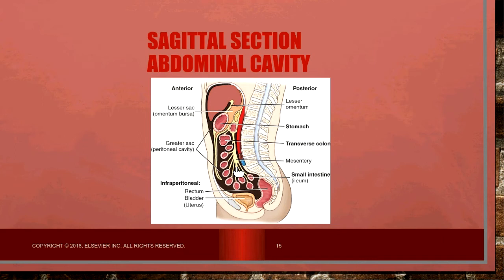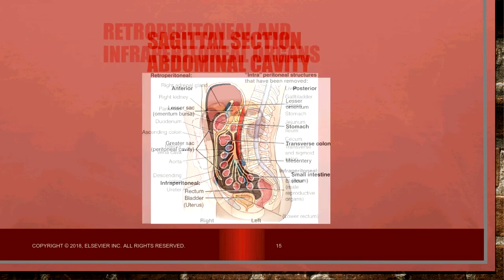And the omentum pretty much goes from the stomach to other organs. So both of those are basically like double folds of peritoneum that actually help hold everything in place so that it doesn't just jumble all over the place.